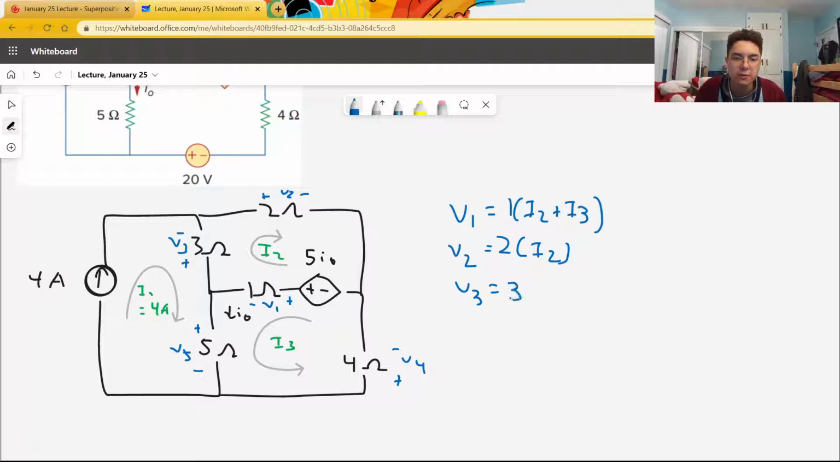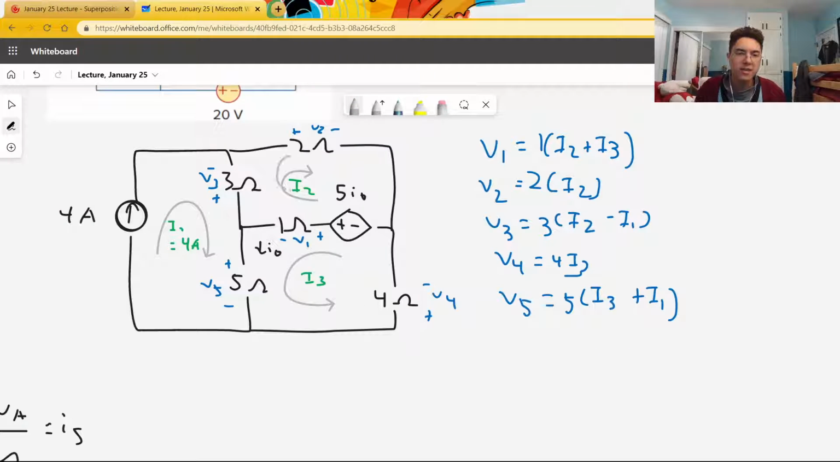so V3 equals 3I2 minus I1. V4 has a positive contribution from I3 only, so V4 is equal to 4I3. V5 has a positive contribution from both I3 and I1, so V5 equals 5 times I3 plus I1.